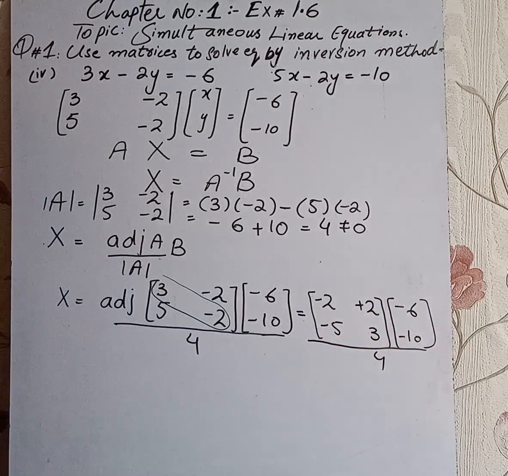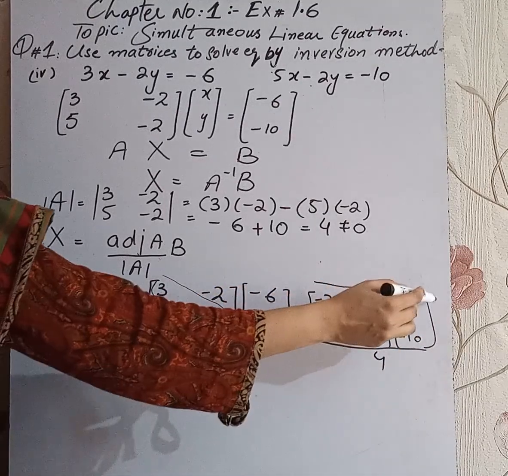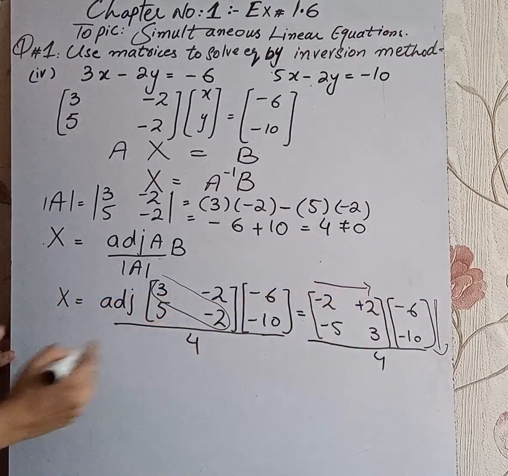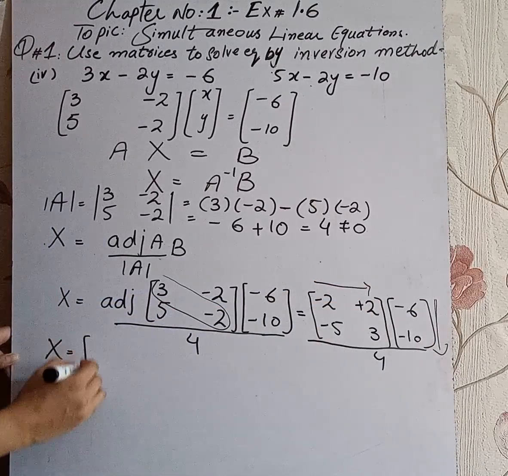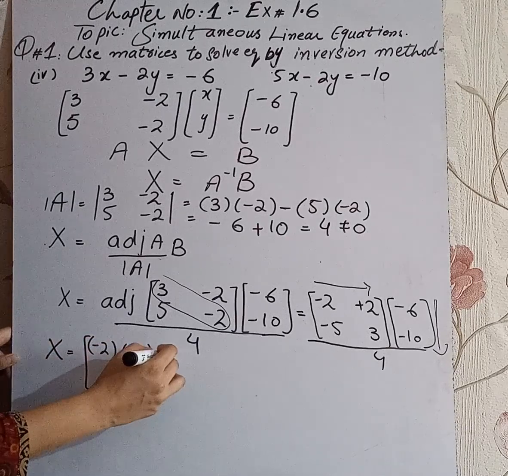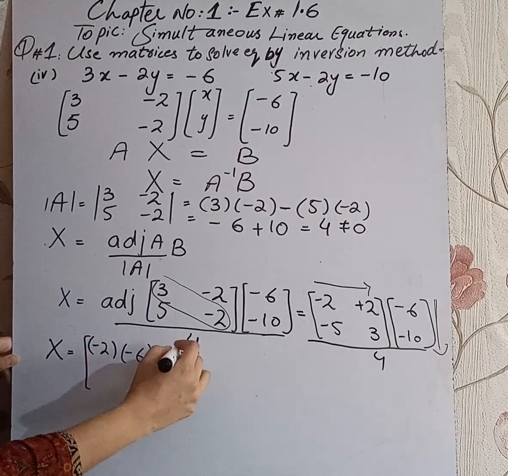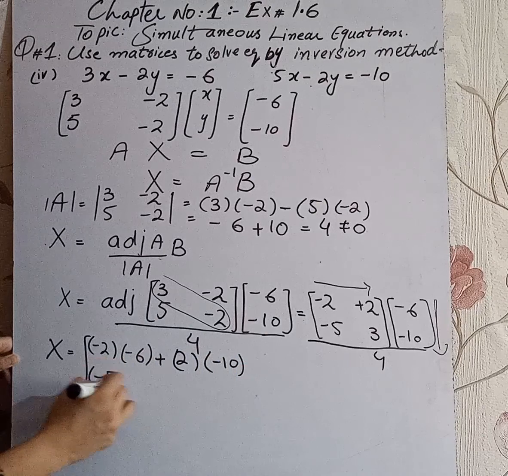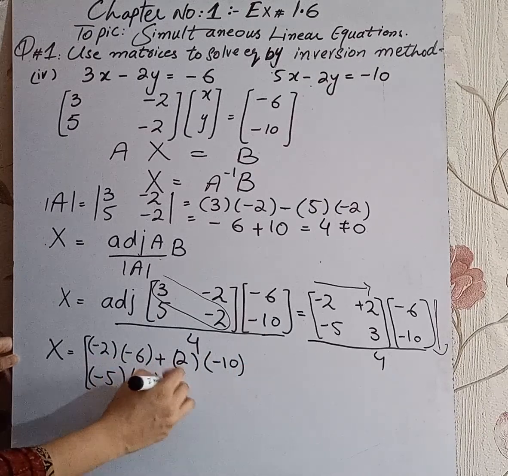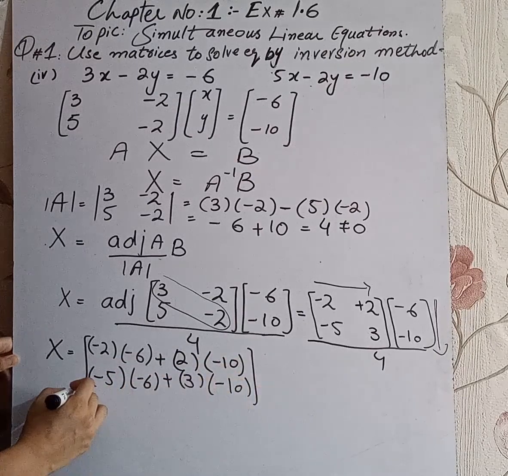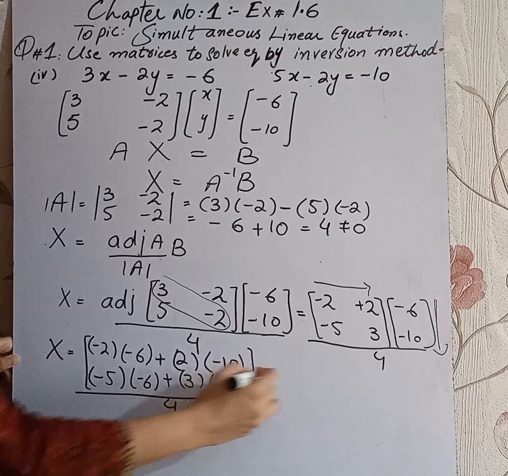Now we are going to multiply these two matrices. The rows will be multiplied by the columns of this matrix. So the first row, minus 2 and 2, will be multiplied by this column: minus 2 into minus 6 plus 2 into minus 10. Second row: minus 5 into minus 6 plus 3 into minus 10. And this is divided by 4.